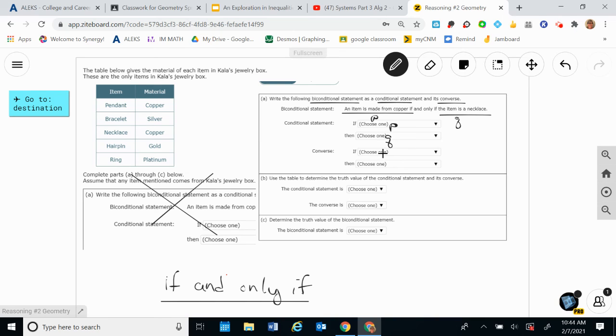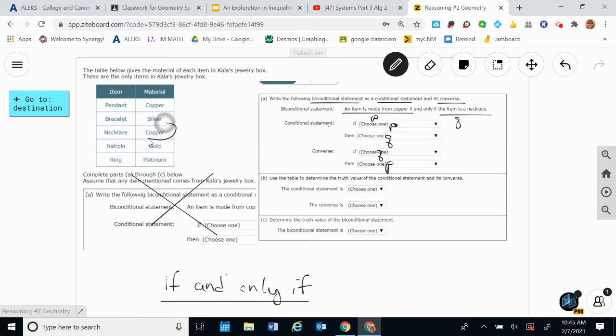Okay, the converse is, remember, switch the Q and the P. So you're going to say if the item is a necklace, then the item is made from copper. All you're doing is switching them. Use the table to determine the truth value. So now you're trying to figure out if it's true. Is the conditional statement true, which is if it is made from copper, then it is a necklace?